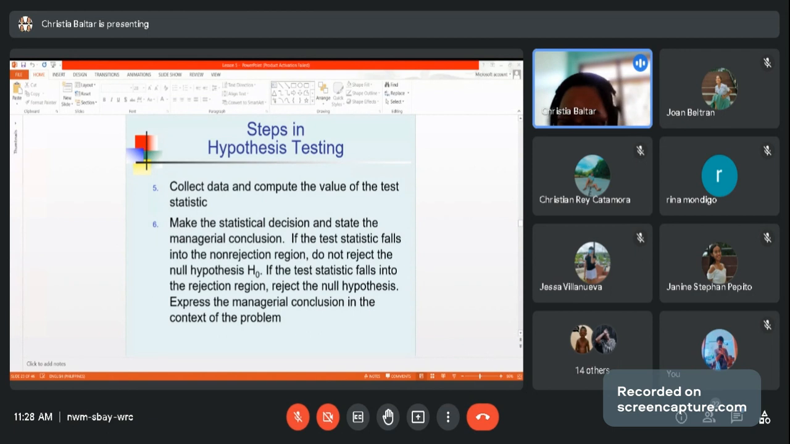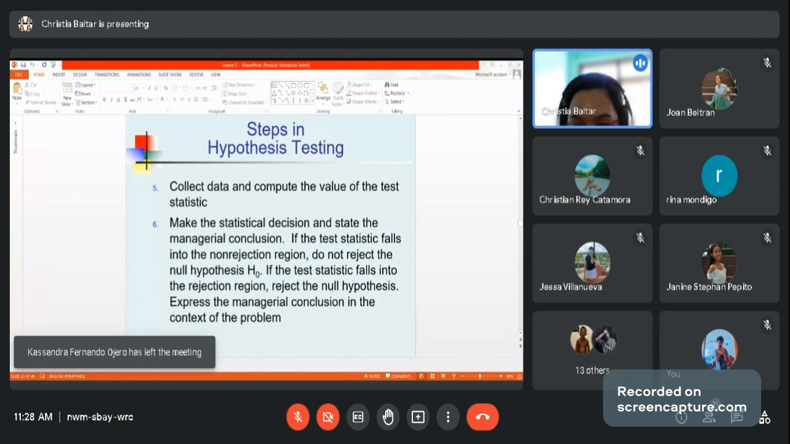And then the last step is to make a statistical decision. Decision refers to whether you reject the null hypothesis or you do not reject the null hypothesis because of insufficient data. And then you state the managerial conclusion. The statement of the conclusion depends on what is asked in the problem. If the test statistic falls into the non-rejection region, do not reject the null hypothesis. If it falls into the rejection region, you reject the null hypothesis.